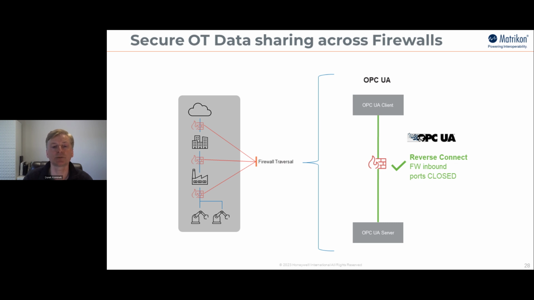Because in a traditional sense, when you have a client that needs to talk to a server, well, the client initiates the communication, which means you're talking down, right? And that means you have to open up an inbound port because the client calls the server. It's kind of like a master-slave relationship. But what happens is OPC UA has what we call reverse connect, which allows you to actually have the server call out from behind the firewall to a particular client.